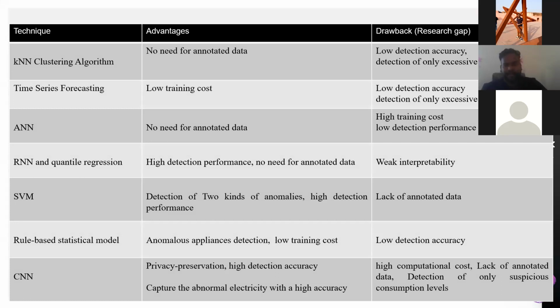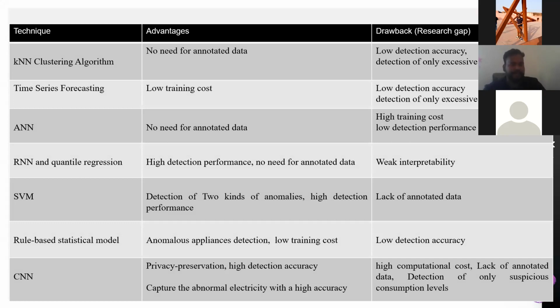Then there are many advantages. There is no need for annotated data, but it has some drawbacks. They have low detection accuracy, meaning when deep learning methods are used, detecting the exact result becomes a problem. The second drawback is that these are used only in excessive conjunction, where industrial use is possible, because of their cost.